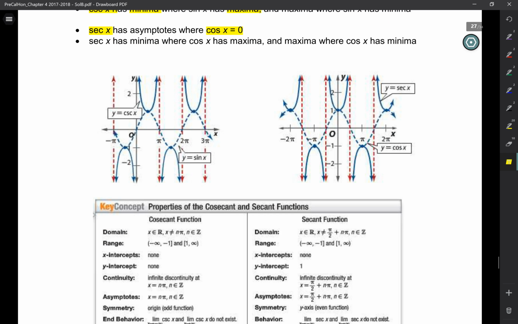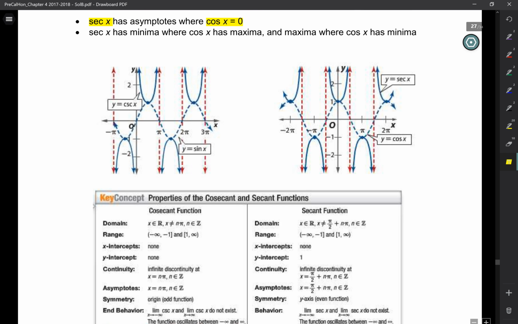For cosecant, we graph a sine function. So do you see down here? This is a sine function. So I graph my sine function. And then I just go in and I put in asymptotes wherever the sine hits the x-axis. So asymptote, asymptote, asymptote, asymptote. And then in the middle of the asymptote, I draw the U.